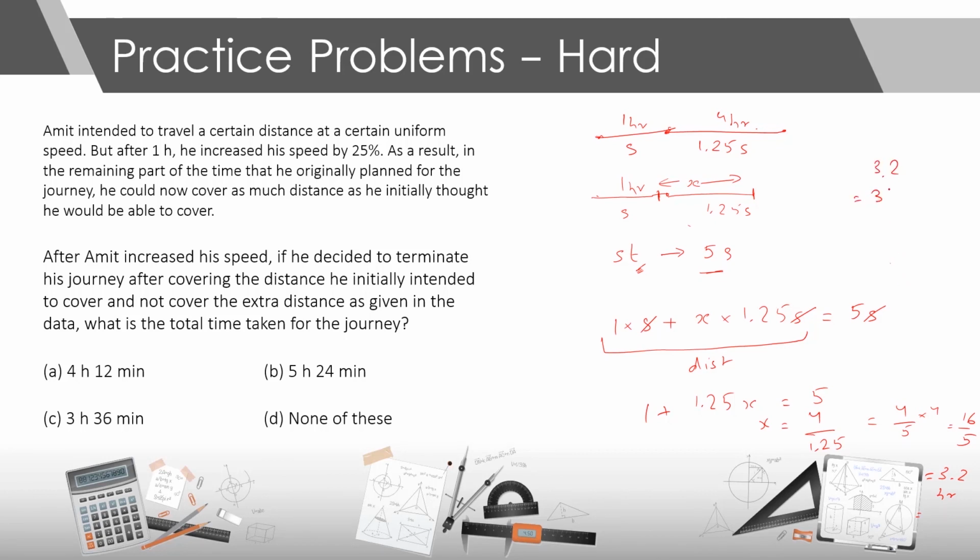So he has traveled for 1 hour, and after that he takes another 3 hours 12 minutes. So the total time he has taken is 4 hours 12 minutes. So option A. So in this way, you'll have to understand the situation, you have to understand the problem that is given to you, and use the concepts of speed is equal to distance upon time to solve these problems.